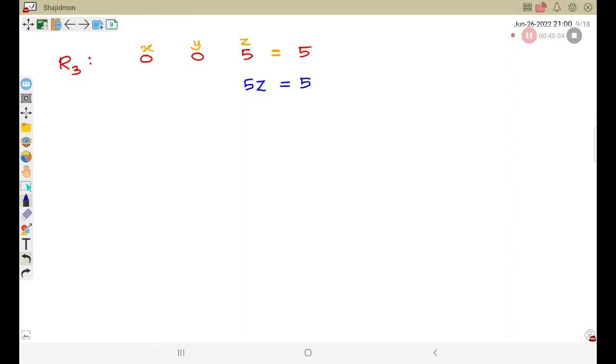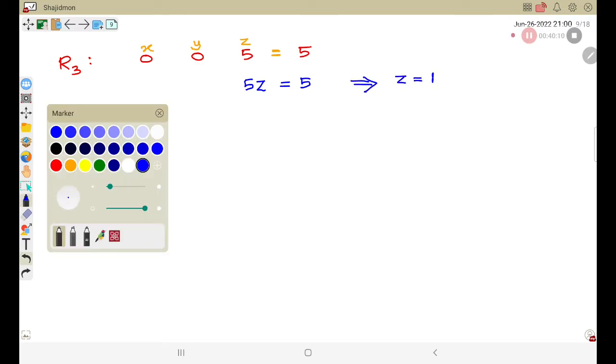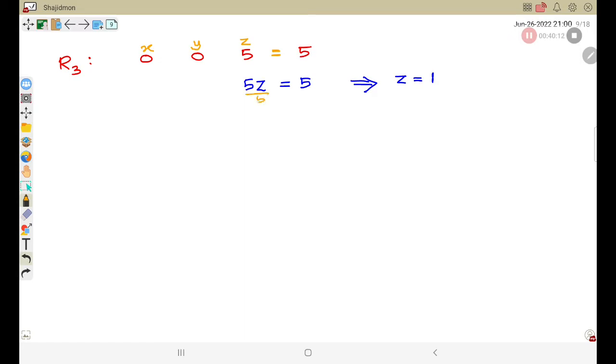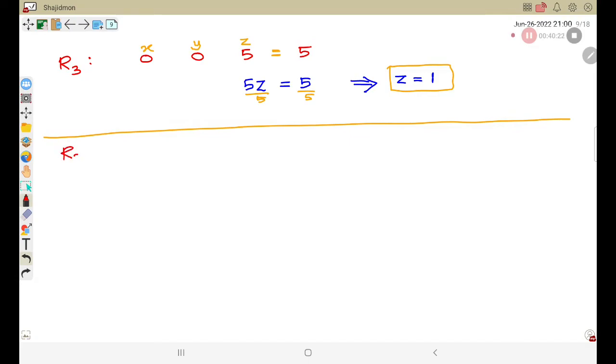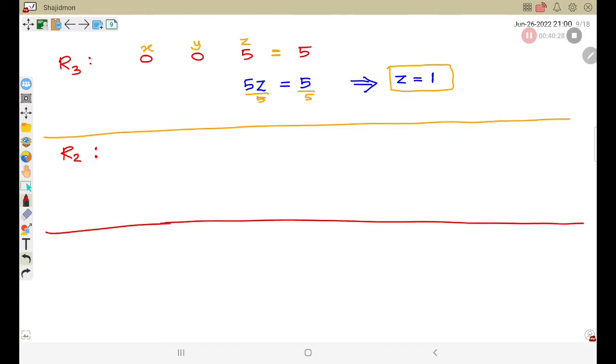We are finding the z value. So what will be the z value? You will get z equal to 1, because you can divide both sides by 5. Here divide by 5, here divide by 5. So z equal to 1. That is the first answer we got. I hope you understood the first step. Now in the same way we change the second row. Backward substitution: R3 first, then R2, then R1. That is why we call it backward substitution.